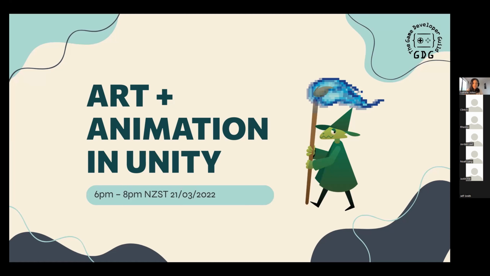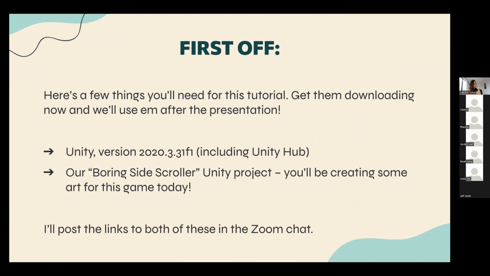Cool. So welcome to Art and Animation in Unity. What we'll be doing today, I mentioned earlier, but I think we've had a couple new people join since. We will be learning how to create sprites for a 2D game and how to import them, as well as learn some of the principles behind art for games. First off, ideally you'll have Unity version 2020.3.31 F1.